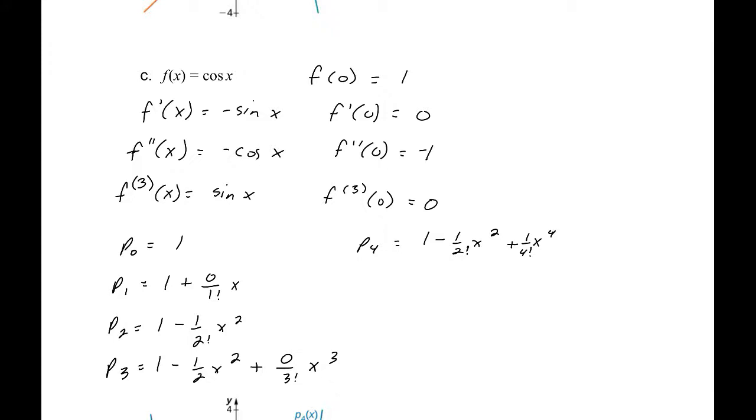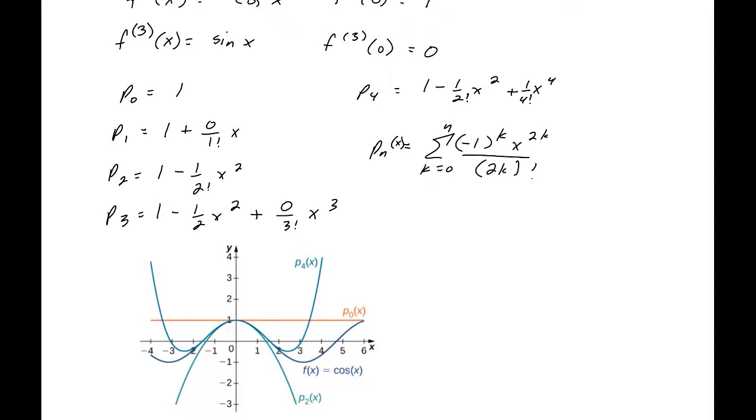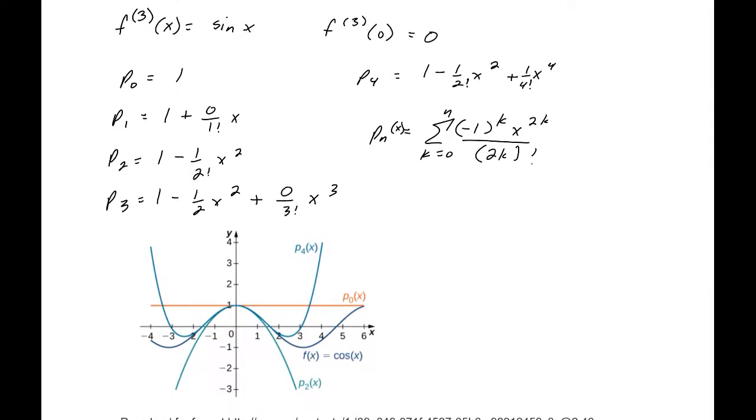So, in general, it appears that our nth Taylor polynomial is going to be the sum of negative 1, we're still alternating, to the k, times x to the 2k, because they are always even, and then we have 2k factorial, again, because they're always even. Now let's compare these polynomials. Again, in the neighborhood of 0, things are looking very good.